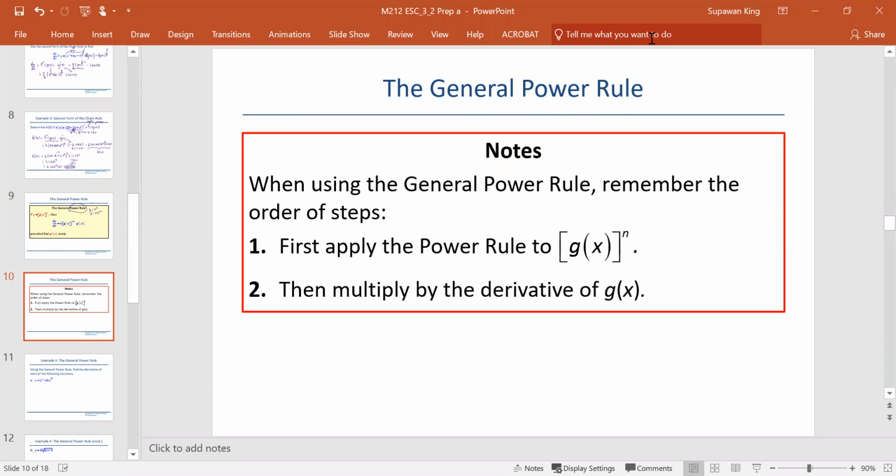When using the general power rule, remember the order of the steps. The first one: apply the power rule to the entire function, which is the outer function, some quantity raised to the power n. Then multiply by the derivative of g(x).